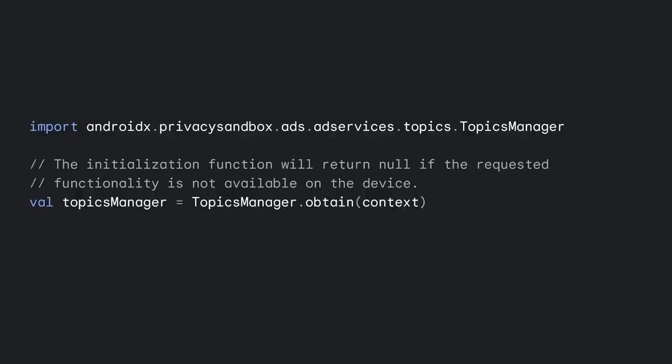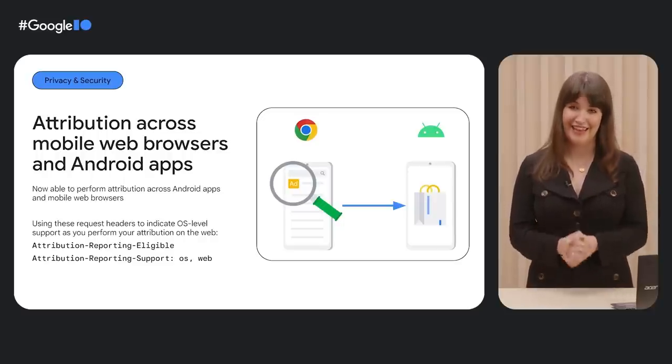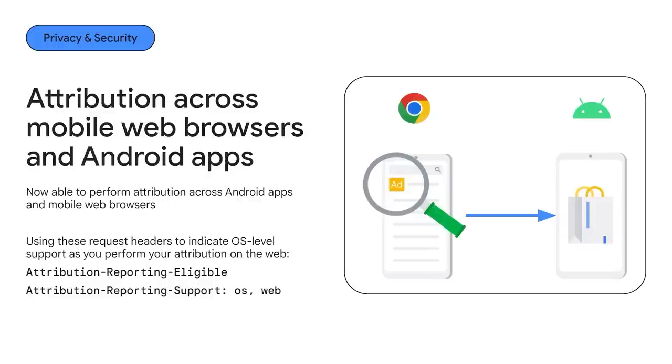After you add the Jetpack dependency to your project in your build file, you can check for the availability of the privacy sandbox at runtime with the obtain function when you call the APIs. The privacy sandbox can work together across web and mobile platforms to provide valuable data insights and perform more accurate attribution. Cross-web and app attribution is currently available on Chrome and Android platforms. As you implement attribution on the web, you can use request headers to determine if OS-level support is available, and then delegate to the OS to perform attribution. This allows for conversion made on an app to be attributed to ads shown on the web, and vice versa.